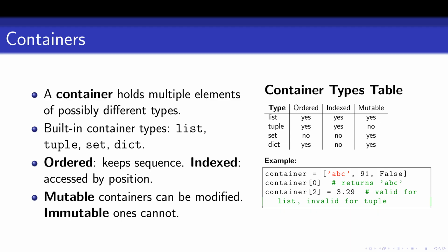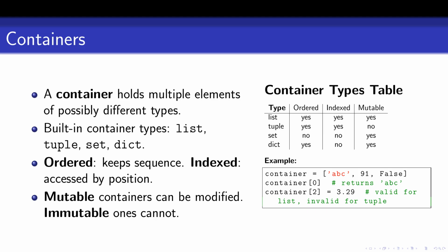Python includes several built-in container types that are essential for storing and organizing data. A container holds multiple elements and can vary in terms of whether it is ordered, indexed, and mutable. The four most common container types are lists, tuples, sets, and dictionaries. Lists are ordered, indexed, and mutable, ideal for flexible data storage.